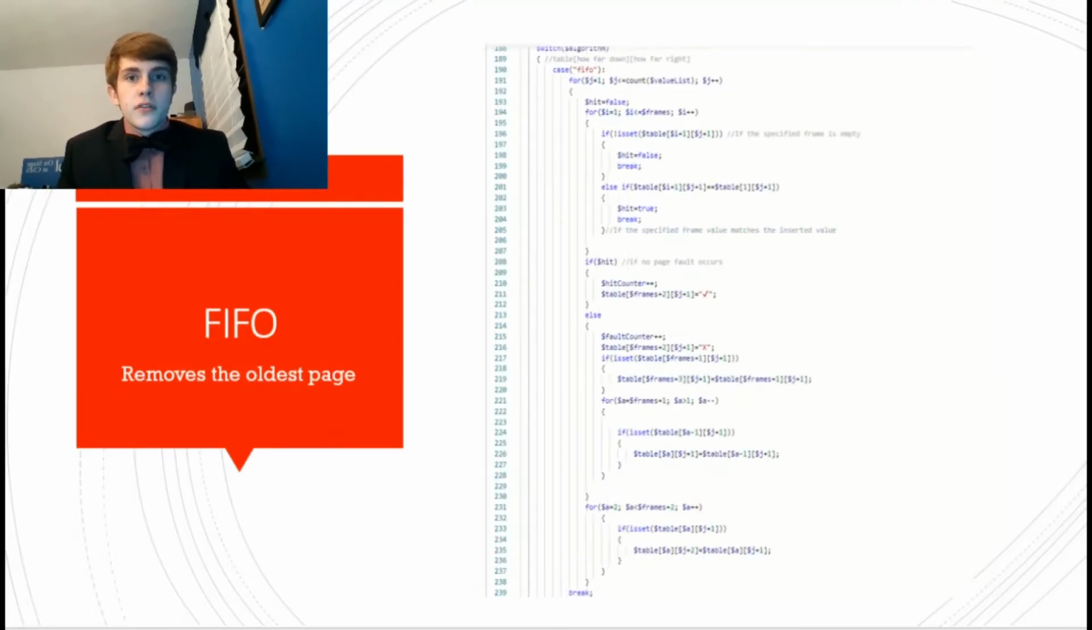FIFO is very similar to the least recently used, except it does not modify on hits. It will simply push pages through and remove the first page that it hits.